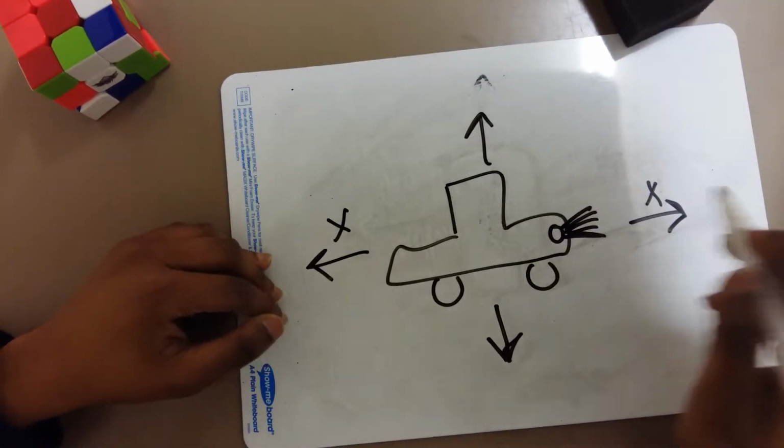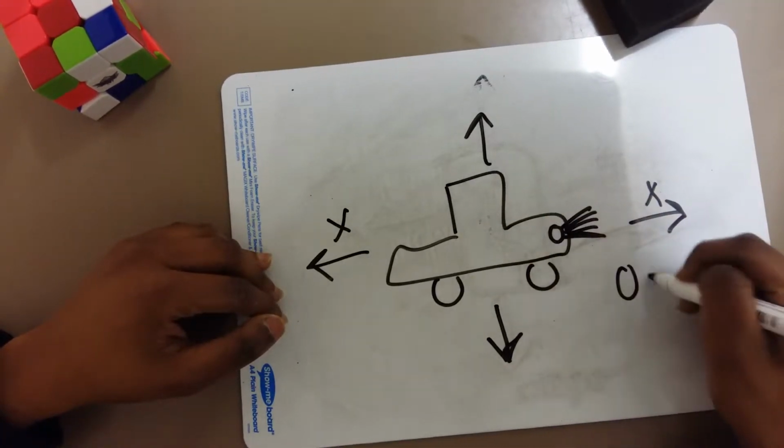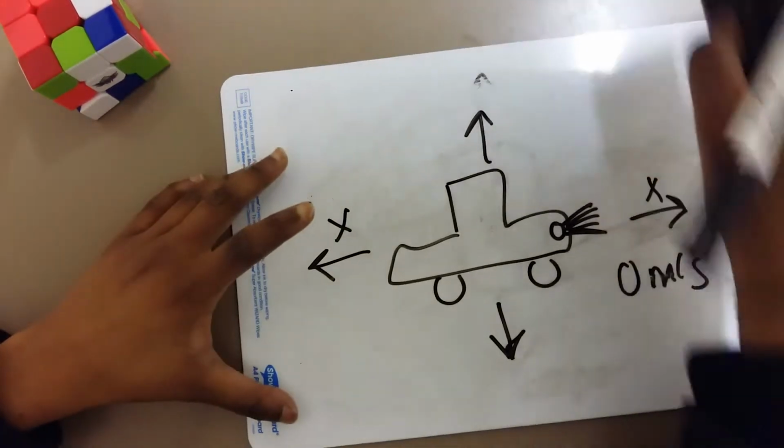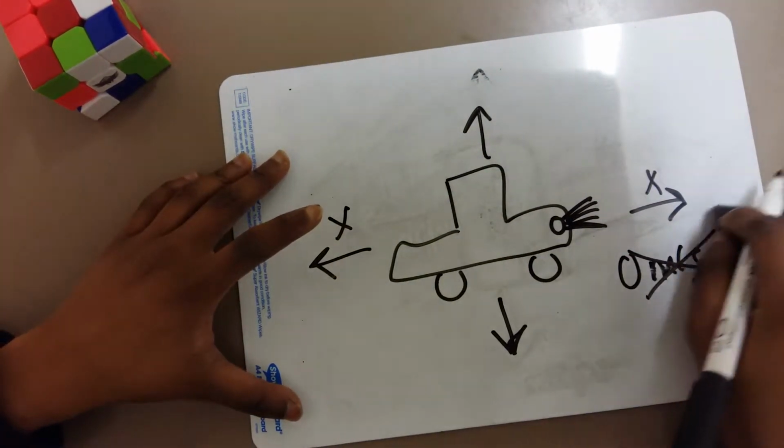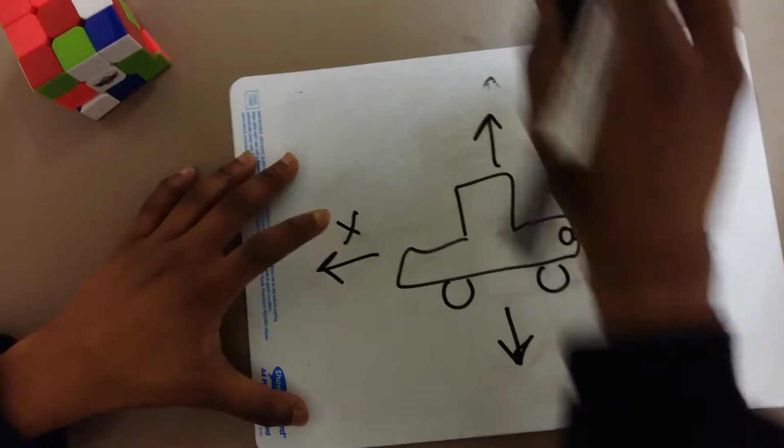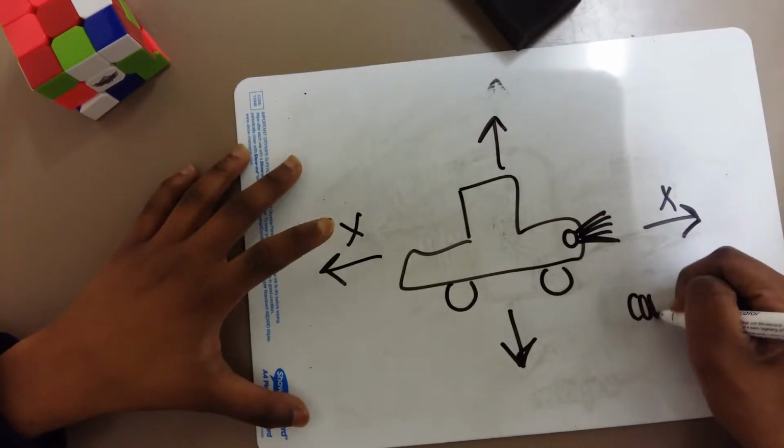That doesn't mean that the car is stationary. It doesn't mean that it's moving at 0 meters per second. No, that is just simply not the case. When the forces are balanced on a moving object, it means it has a constant velocity.